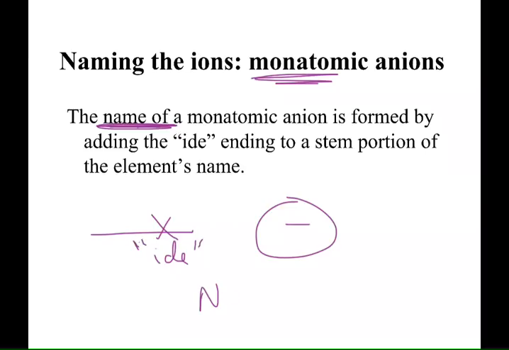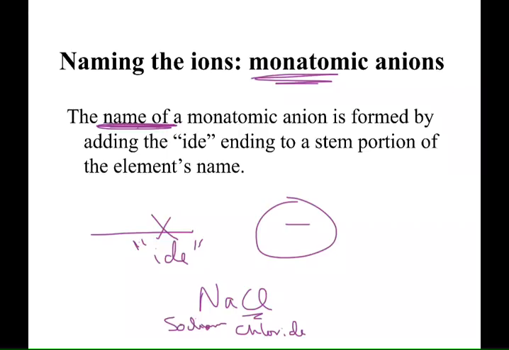For instance, table salt, what is the name of table salt? Well, it's sodium, and we talked about sodium's a 1A, so we don't need to use any Roman numerals. And the last name is chloride. Of course, that comes from chlorine. We drop off the I-N-E and replace it with I-D-E.